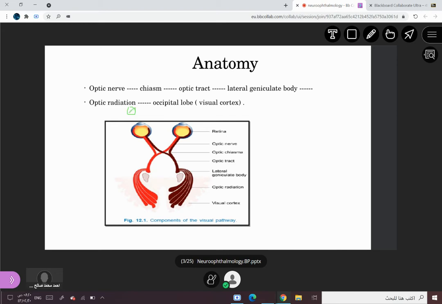on the left nasal retinal fiber and right temporal retinal fiber. So this object on your left side will fall on the left nasal and right temporal. So by default it will go to the right hemisphere. Clear?